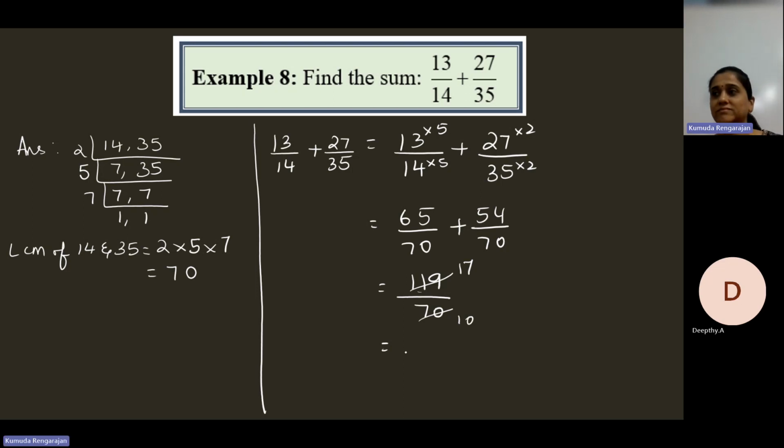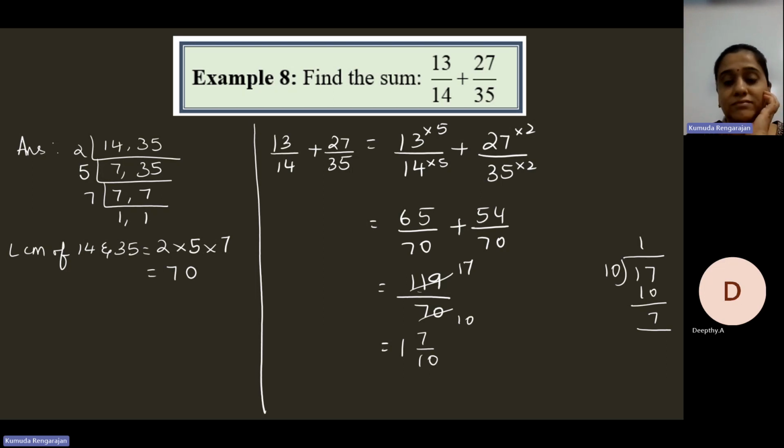So here we had to find the LCM to add. Then to reduce it, we need to find the HCF. The HCF of 119 and 70 is 7. We should first reduce the fraction to its lowest terms. And then 17 by 10 is an improper fraction. Divide and put it in the mixed form.